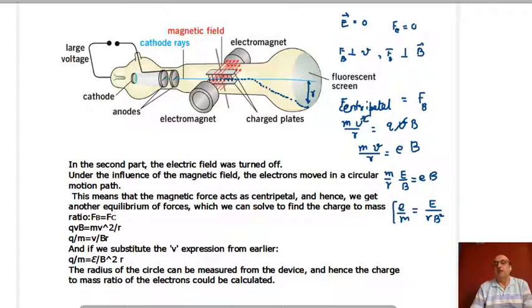From this equation, we are able to find out the charge to mass ratio of the electron, because we know the value of E, we know the value of B, and we know the value of r from this cathode ray tube. So by the Thomson experiment, we are able to get the charge to mass ratio. So this was one of the applications of Lorentz force inside electric field and magnetic field. Thank you for watching the video.